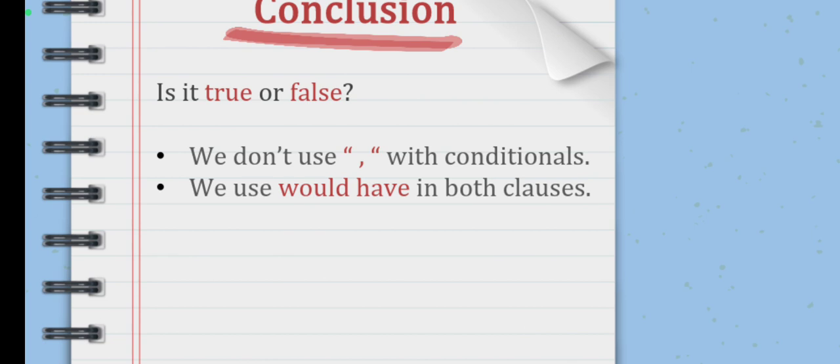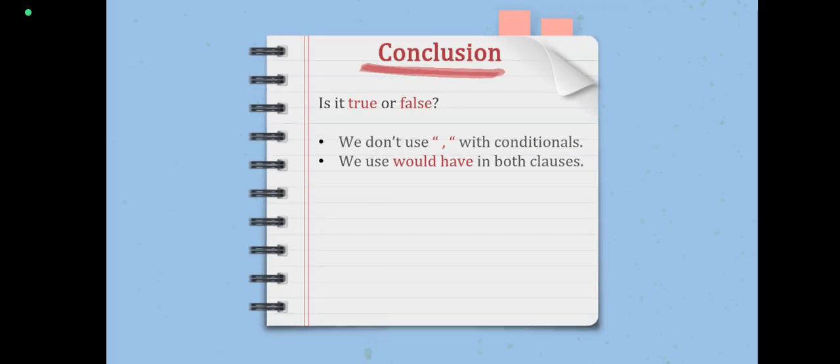Amazing, you're right. Now we use would have in both clauses. Is it true or false? False. Why? Because we use would in the result. That's great, because we use would have with the result clause on third conditional. You're right. Oh, great. So let me stop recording.